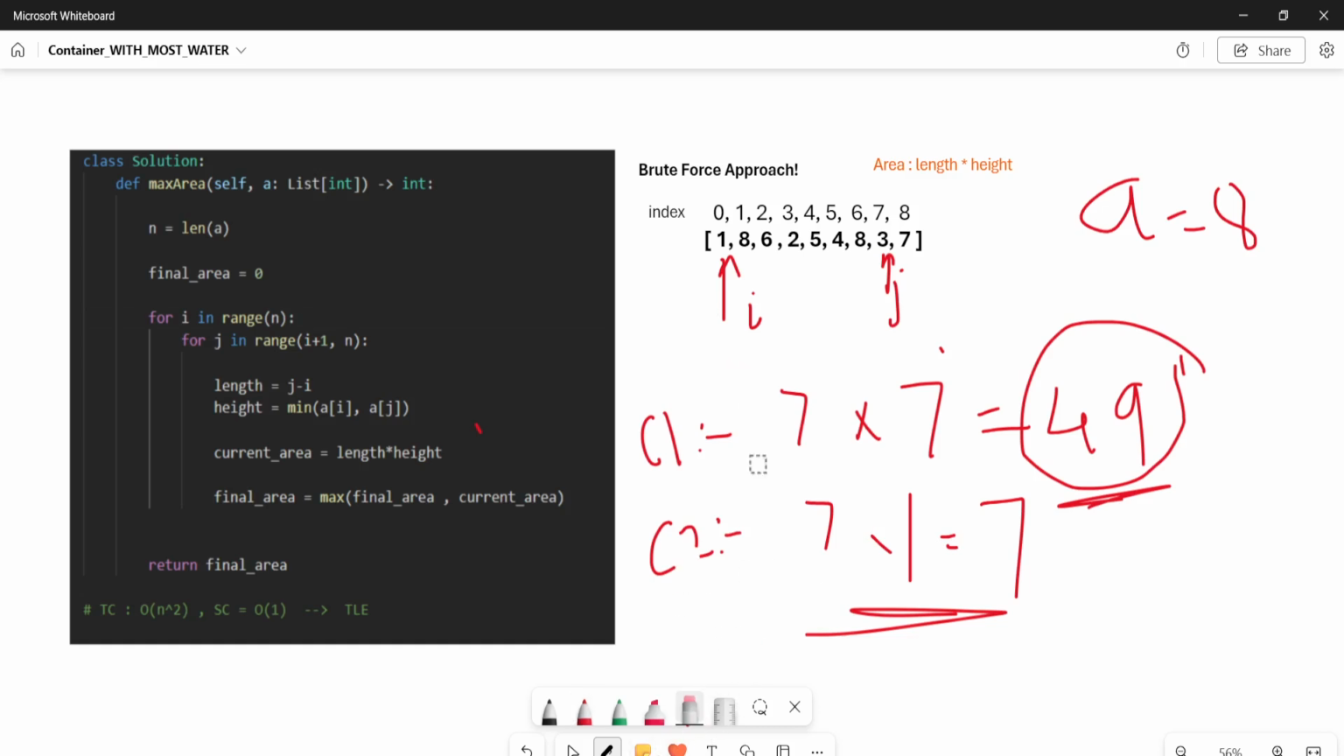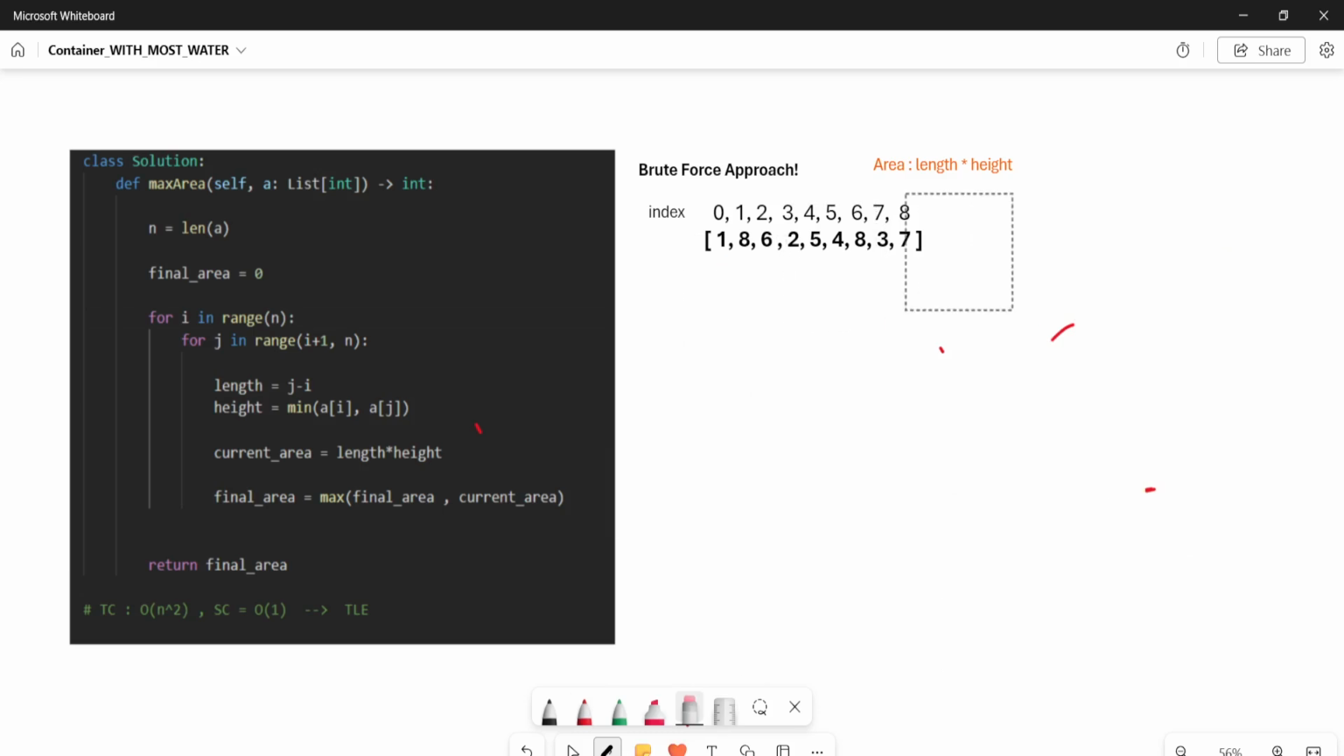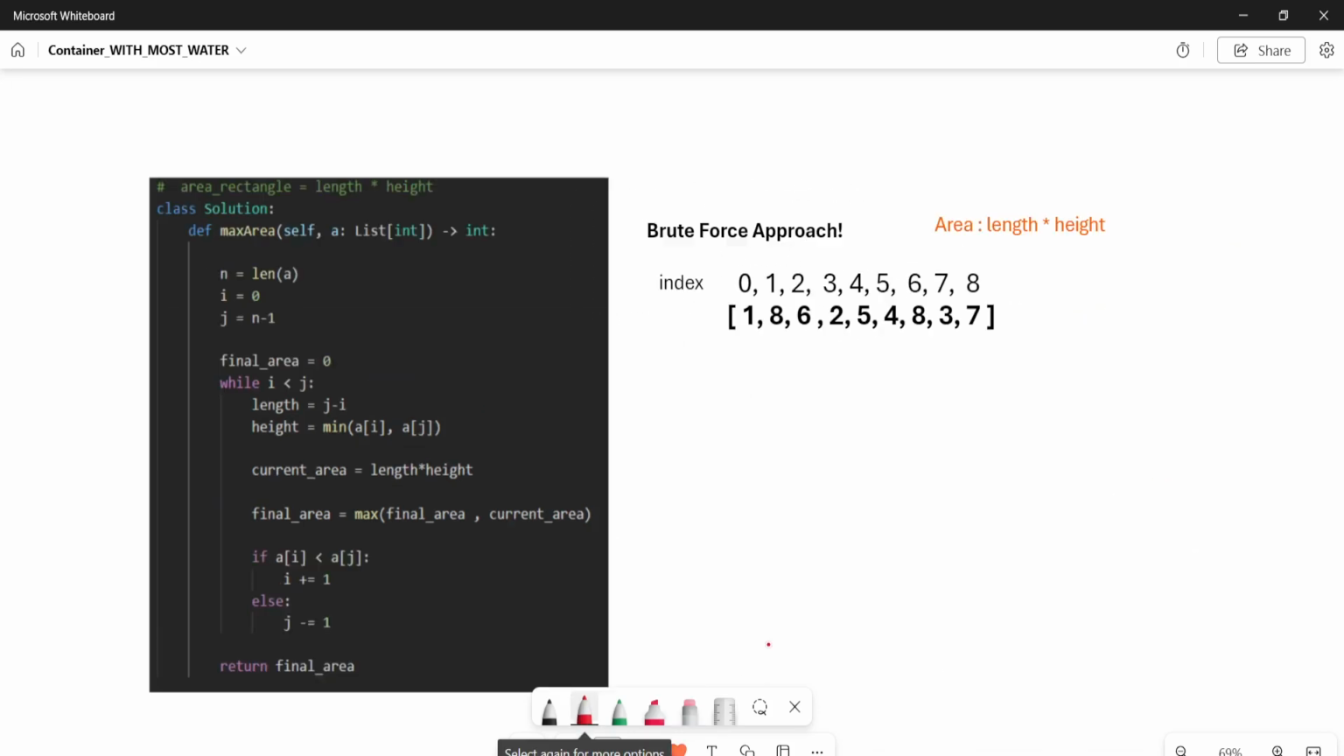Let's understand the optimized code now. As I mentioned, in the optimized code we will have two pointers, I and j. I will be here and j will be here, right? And then we will have one variable, final area, right? Similarly, we will iterate over each and every point, and I will keep on increasing in this direction, j will keep on decreasing in this direction, right?